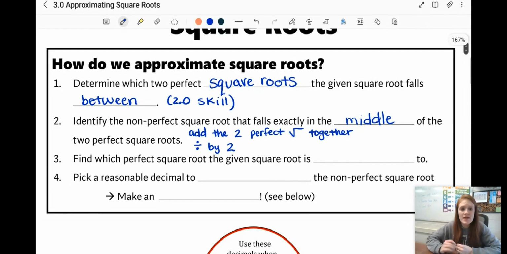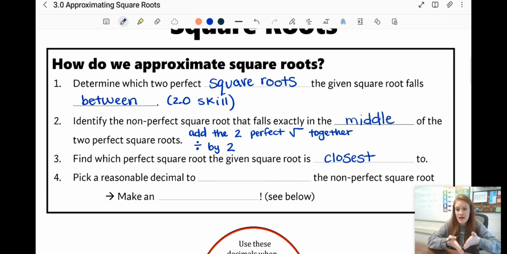Step number 3 is to find which perfect square root the given square root is closest to. Okay, is it closest to the greater one? Is it closer to the less one? Or maybe it's in that non-perfect one that's really close to the middle.